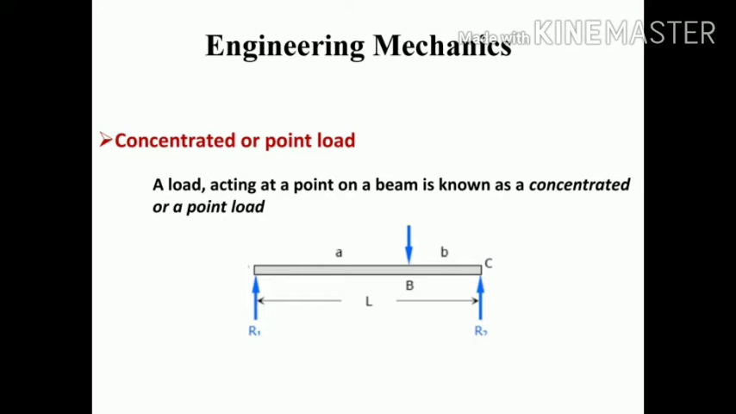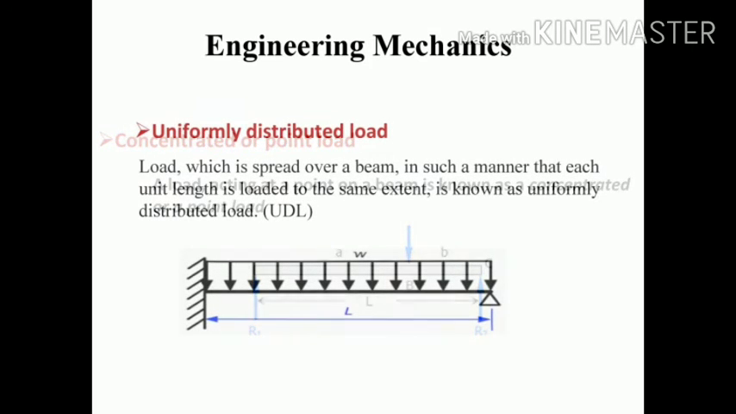Here we can see that at point B a load is acting, and the two ends are supported, with reactions R1 and R2 at the ends of the beam. It is one kind of simply supported beam, a simply supported beam with a point load.